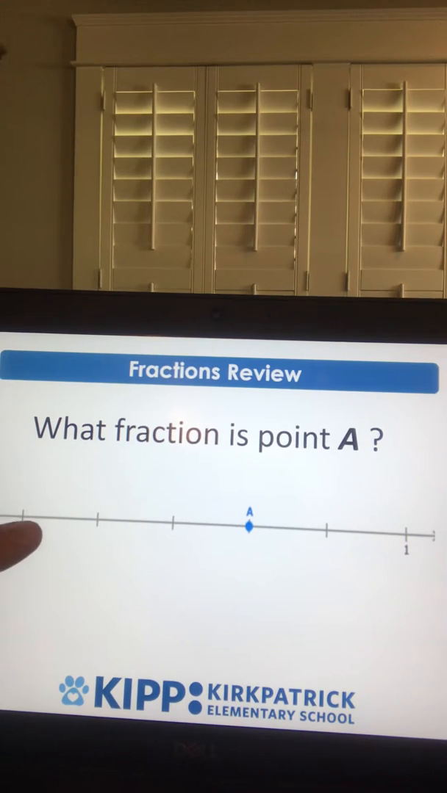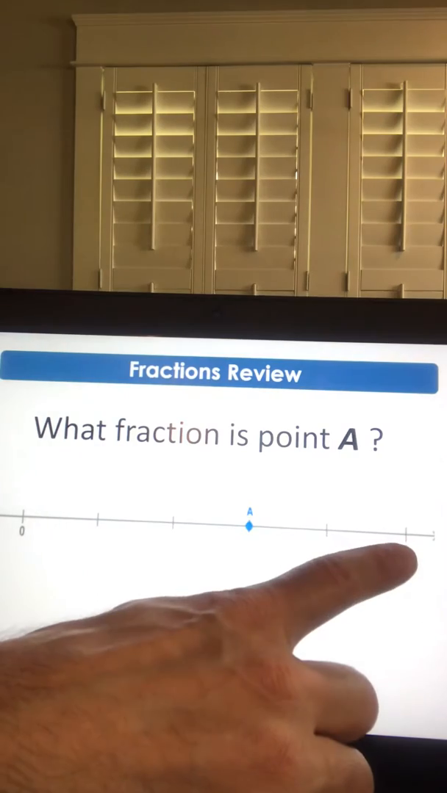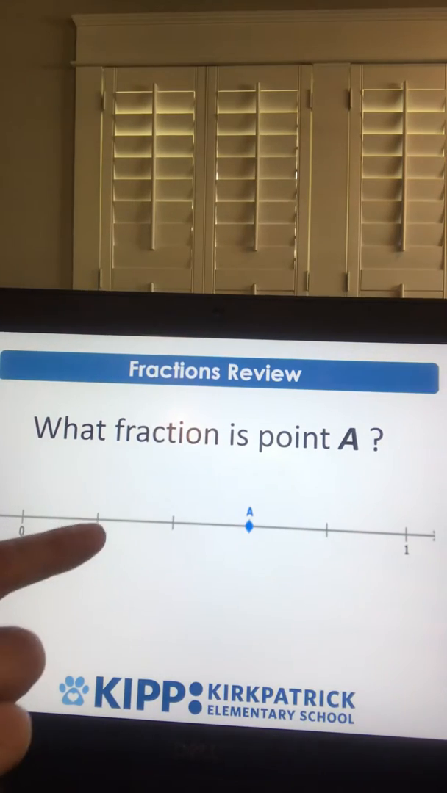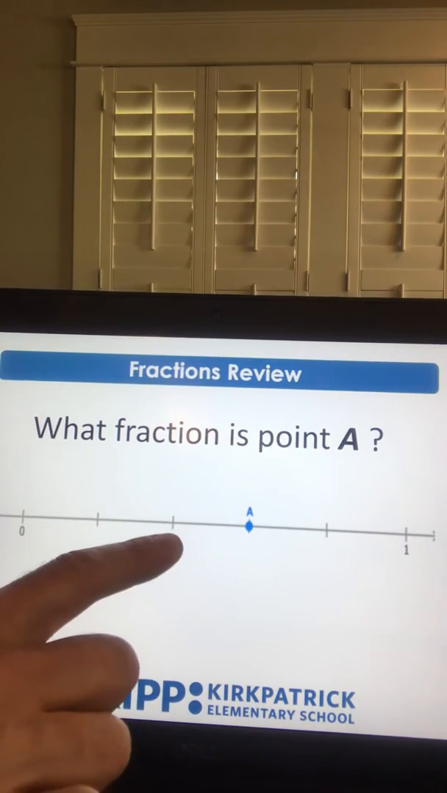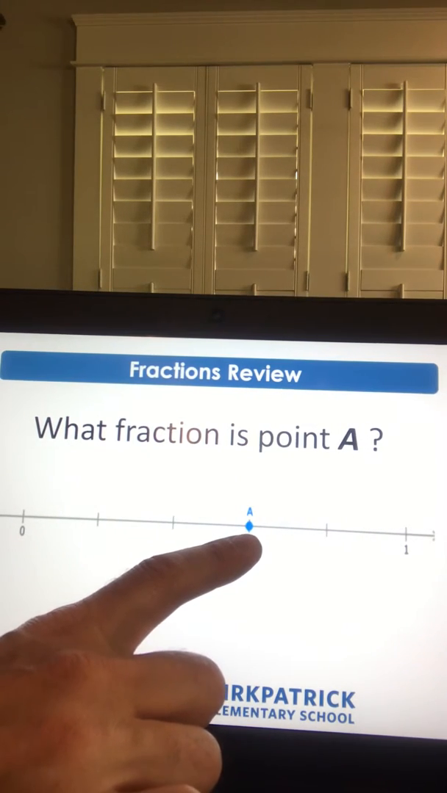So to solve this, if we know that our interval is 1, 2, 3, 4, 5 equal pieces between 0 and 1, each of these is fifths. So this is 1/5, 2/5, 3/5. So A is 3/5.